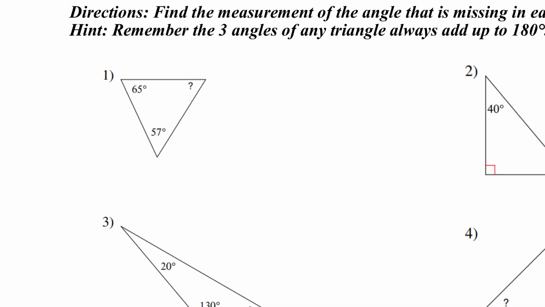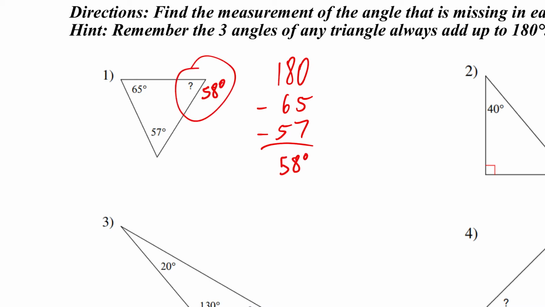Yeah, either way. I could add those two up and subtract from 180, or just start off with 180, go minus 65, minus 57. What does that give you? 58. It gives you 58. This angle right here is 58. And then if you were to take these three numbers right here, 65, 57, 58, and add those three up, it would add to 180. Three angles of a triangle always add up to 180.